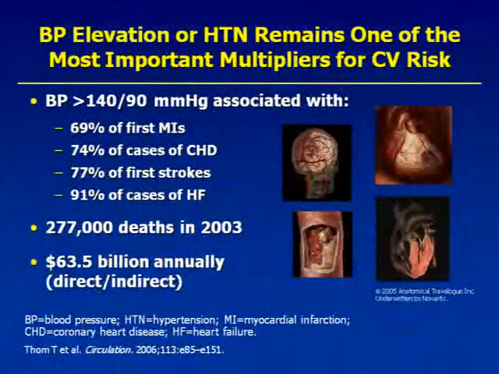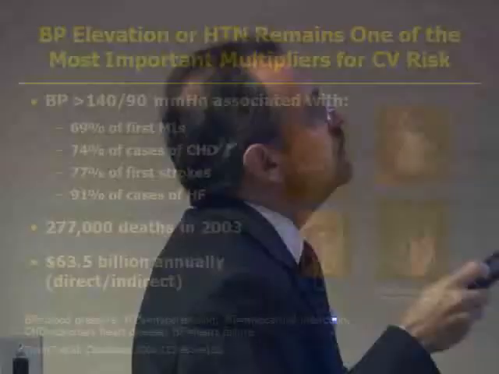All right, so why do we care? Because if your blood pressure is above 140/90, you have a 69% chance of first heart attacks occurring in people whose blood pressure was above that. 74% of cases of strokes. Look at this, first strokes had high blood pressure. 91% of cases of heart failure. So you're damaging your brain, your heart, your kidneys. Deaths in 2003 attributable to hypertension were 277,000. So that's why we care about high blood pressure.